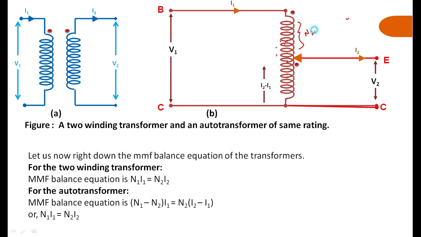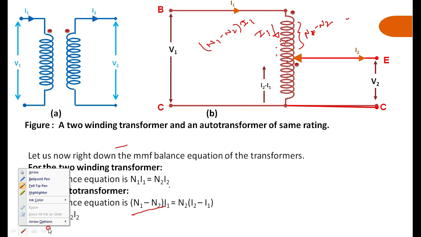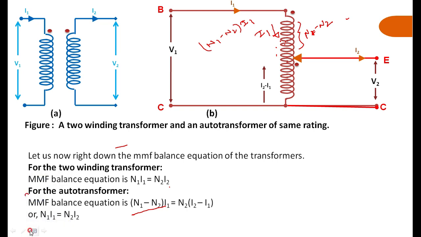The number of turns here is N1 minus N2. The current which is flowing in this BE is I1. The ampere turns is nothing but N1 minus N2 multiplied by I1. This is how we have to write the MMF equation for the auto transformer.